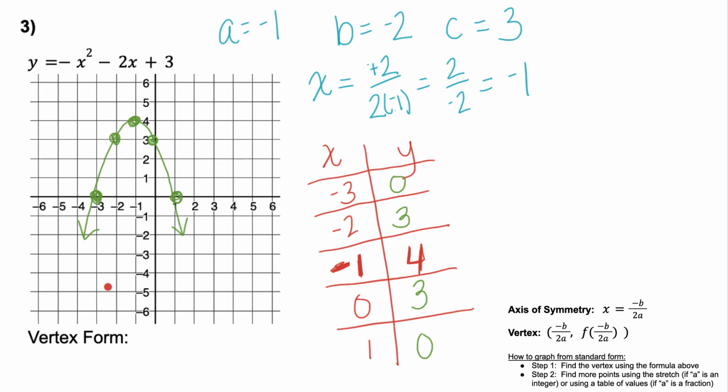All right, last problem. The vertex form would be y equals -1 times (x plus 1) squared plus 4. Check your answers, find your mistakes, and then when you're done with these notes, go ahead and hop on the Desmos activity for today.